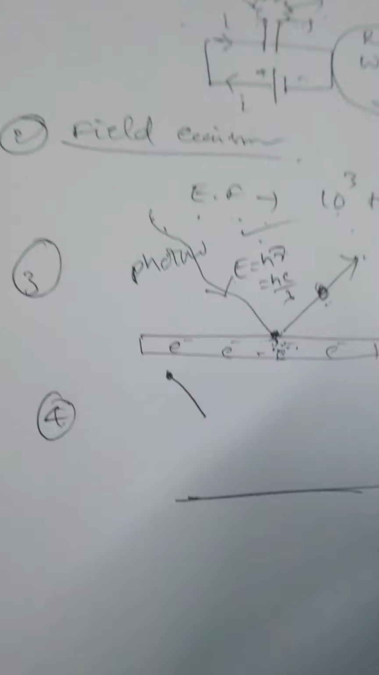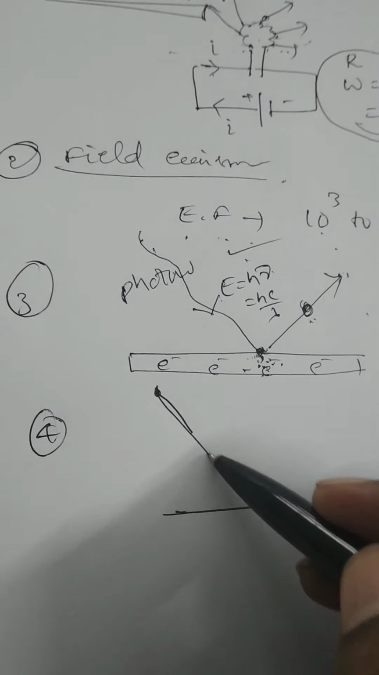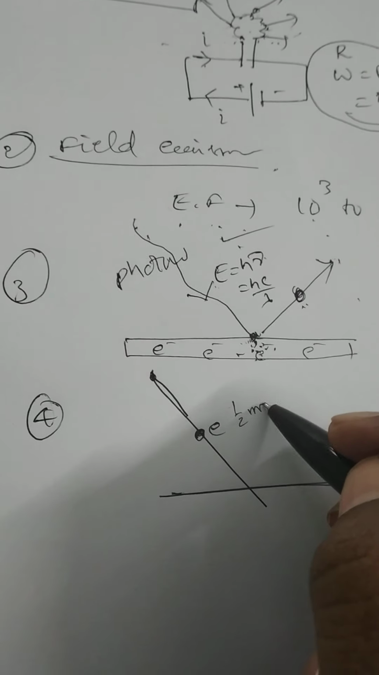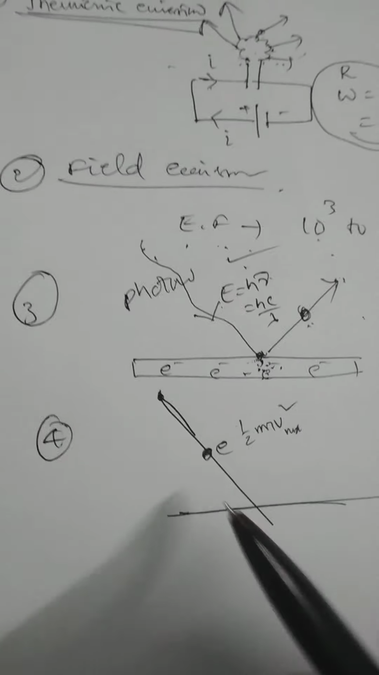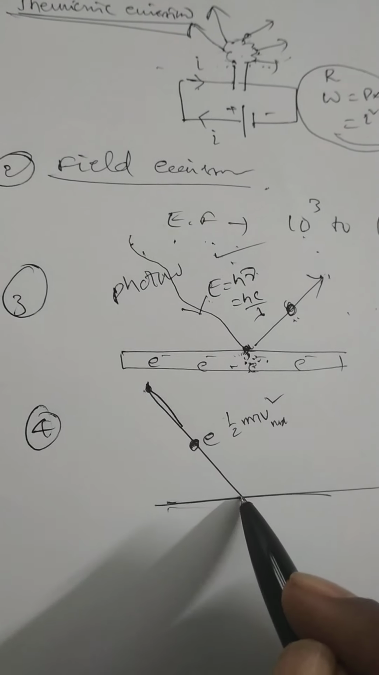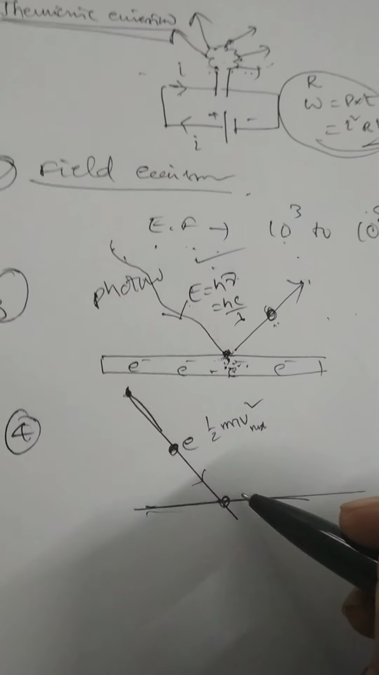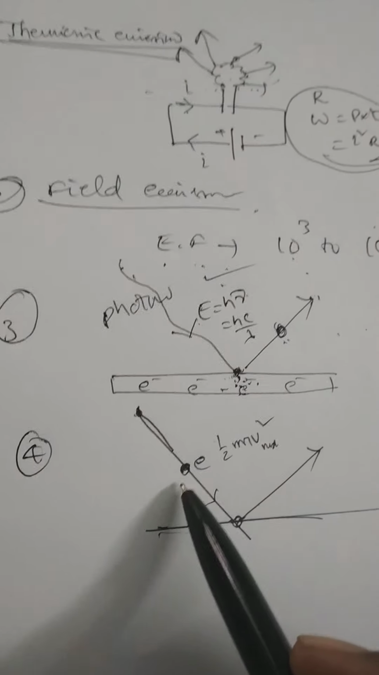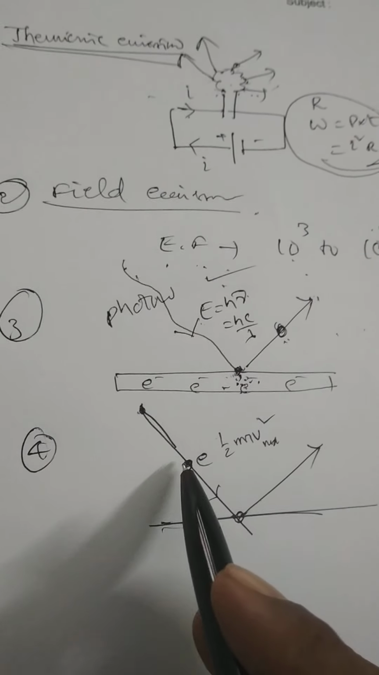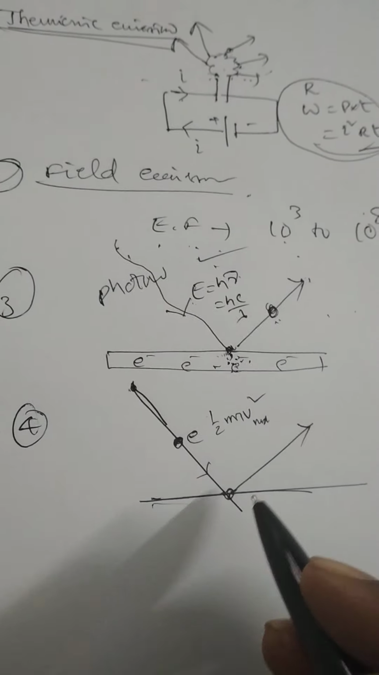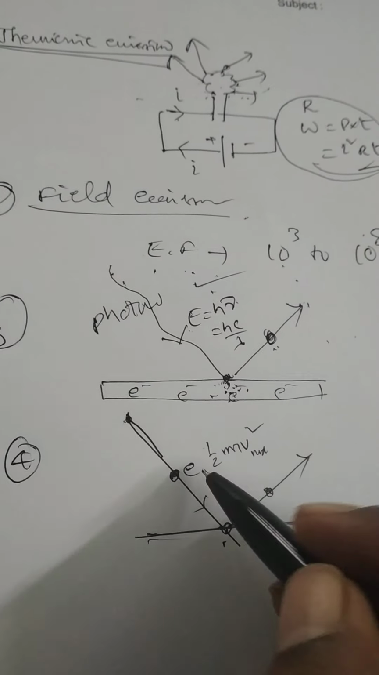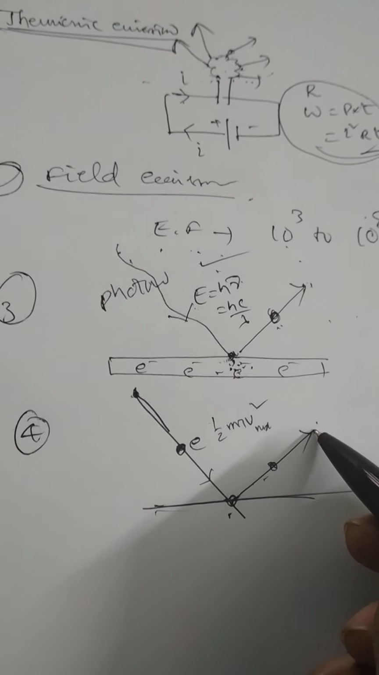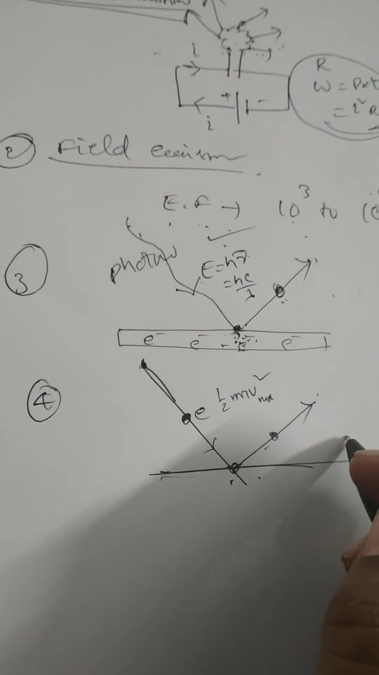Here, when a high energetic electron beam whose energy is equal to half m v maximum square is made incident on the metallic surface, later electrons are ejected out from the metallic surface. That means the total energy or a fraction of the energy is given to the electrons lying in the valence state, so that after absorbing this energy, valence electrons are ejected out from the metallic surface. This type of emission of electrons is called secondary emission.